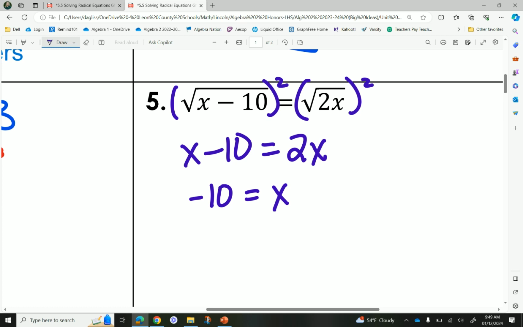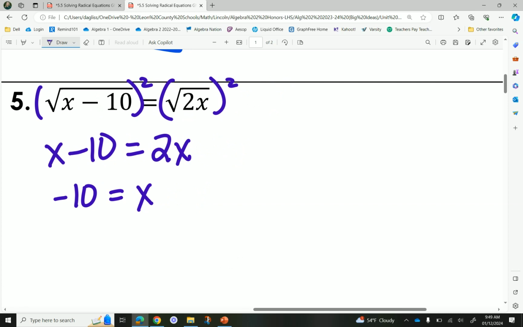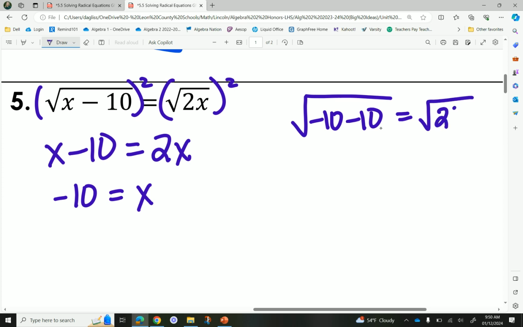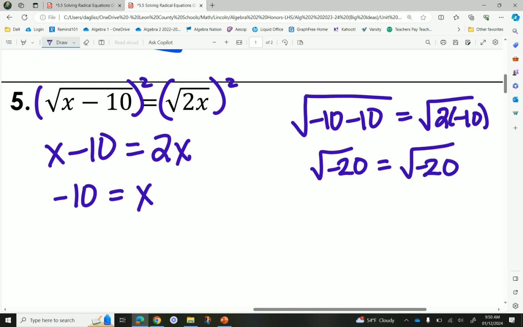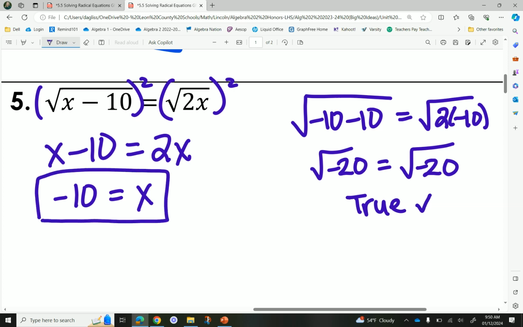That's nice, but I'm not going to draw a box because what do I have to do? We have to check. So I have the square root of negative 10 minus 10. Does that equal the square root of 2 times negative 10? This gives me the square root of negative 20. This side gives me the square root of negative 20. That is a true statement, right? Is the square root of negative 20 the square root of negative 20? Yes, that's what matters. It's a true statement. This works. Okay? That's not a problem.